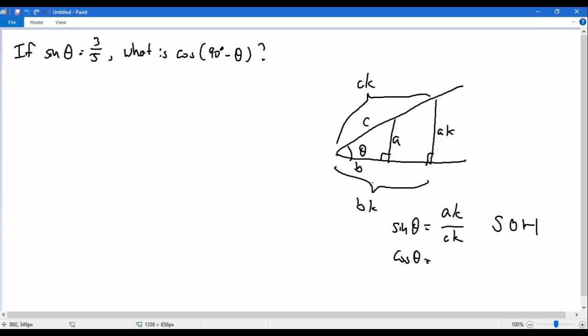Cosine is going to be the adjacent over the hypotenuse. So the adjacent side, the one touching it, is BK. The hypotenuse, the diagonal, is CK. Or I guess A over C. And this is B over C. And this is cosine, adjacent over hypotenuse. Then you have tangent, which is opposite, A over K, over the adjacent, B over K. So in this case, A over B. And the tangent is opposite over adjacent.